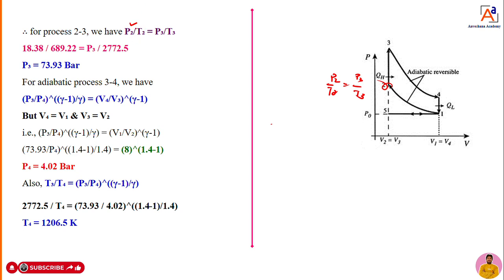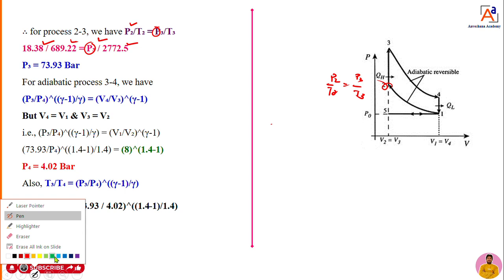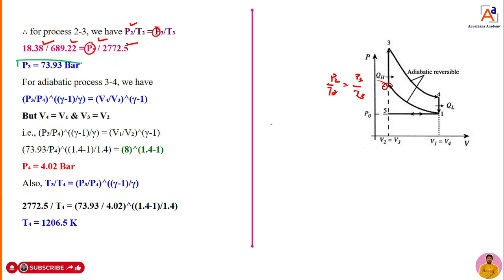If it's so, then I will write the equation now. What is P2? I know it already, I will substitute here. T2 I also know, I will substitute. P3 I don't know, I will keep it as it is, but T3 I know, I will substitute. By doing the simplification, I am going to get the value of P3 as 73.4 bar. So P3 is also done. Now what will I do?